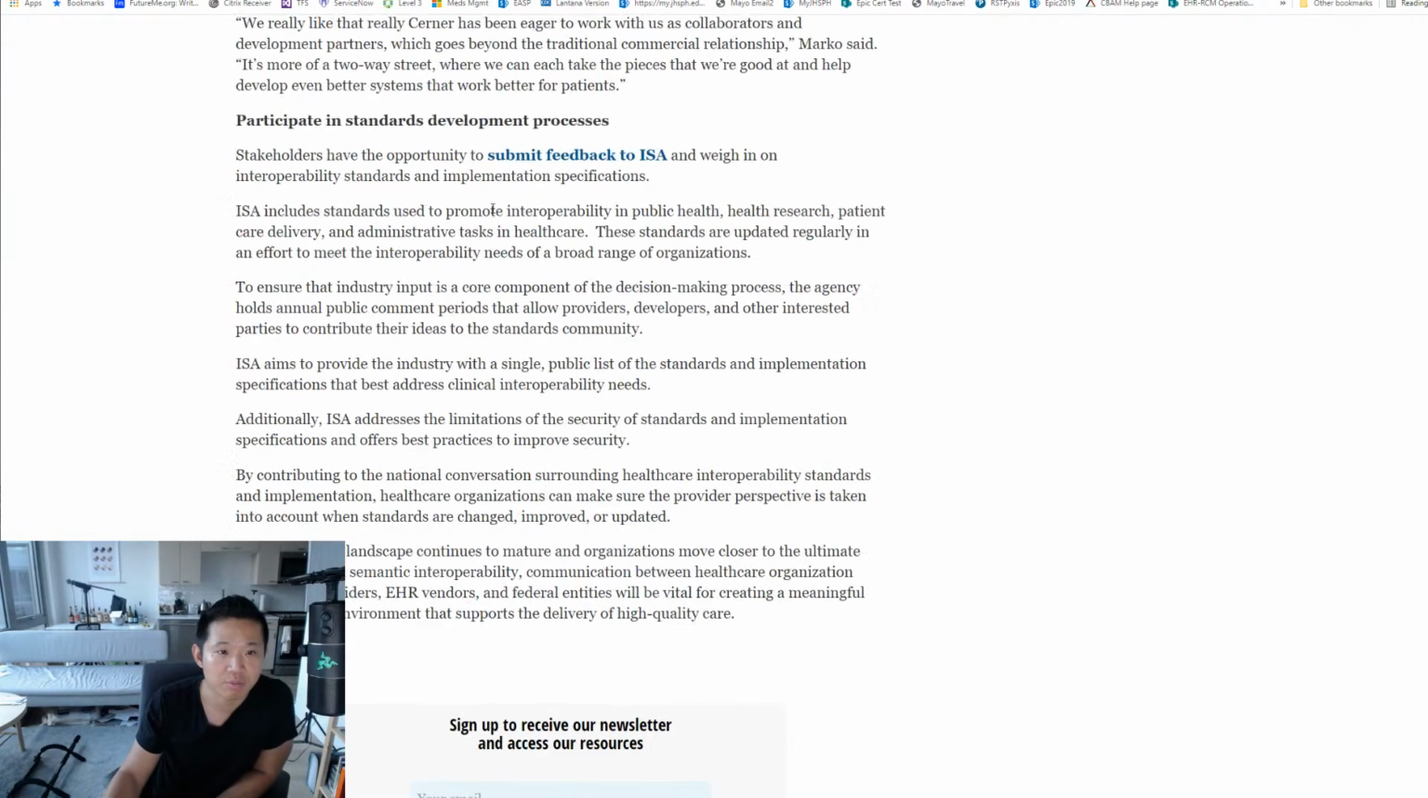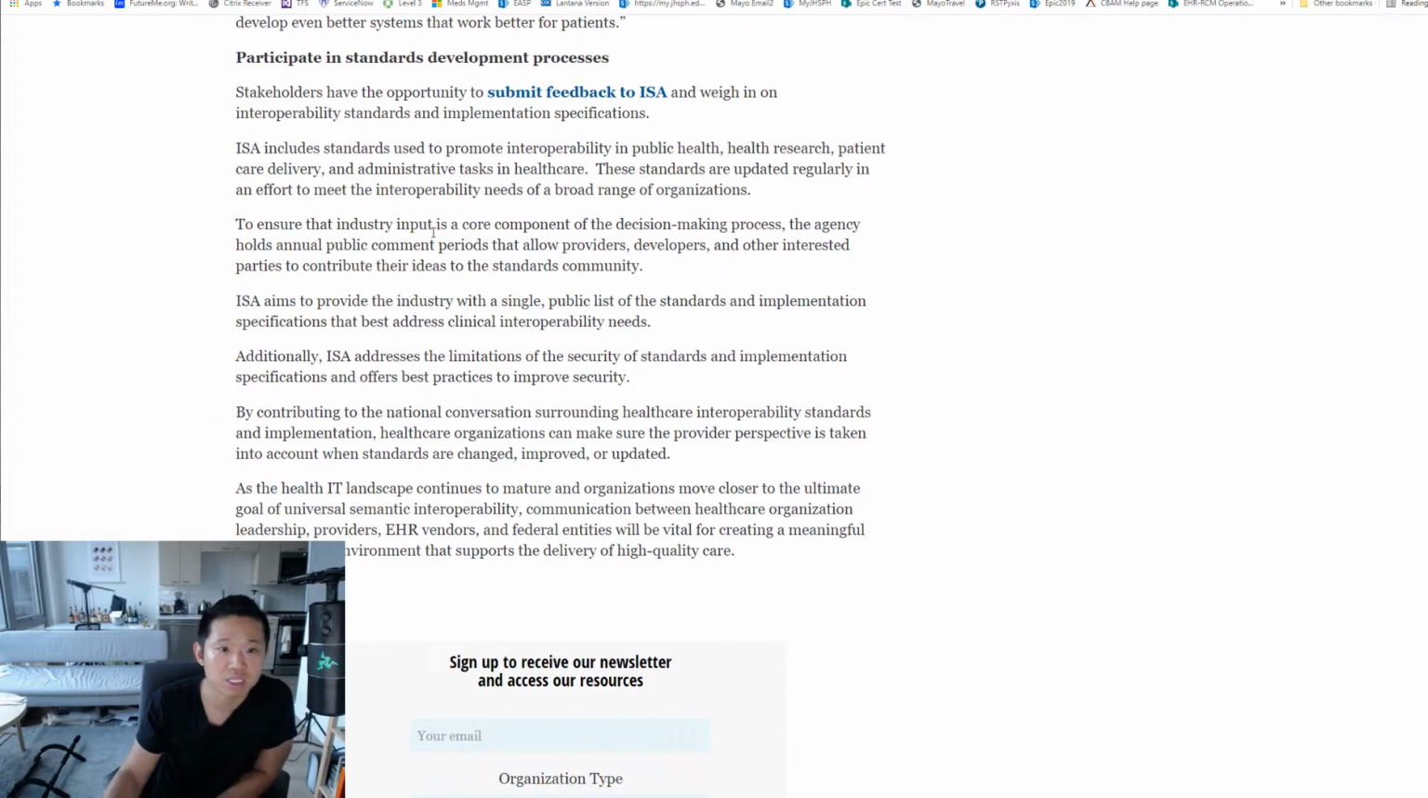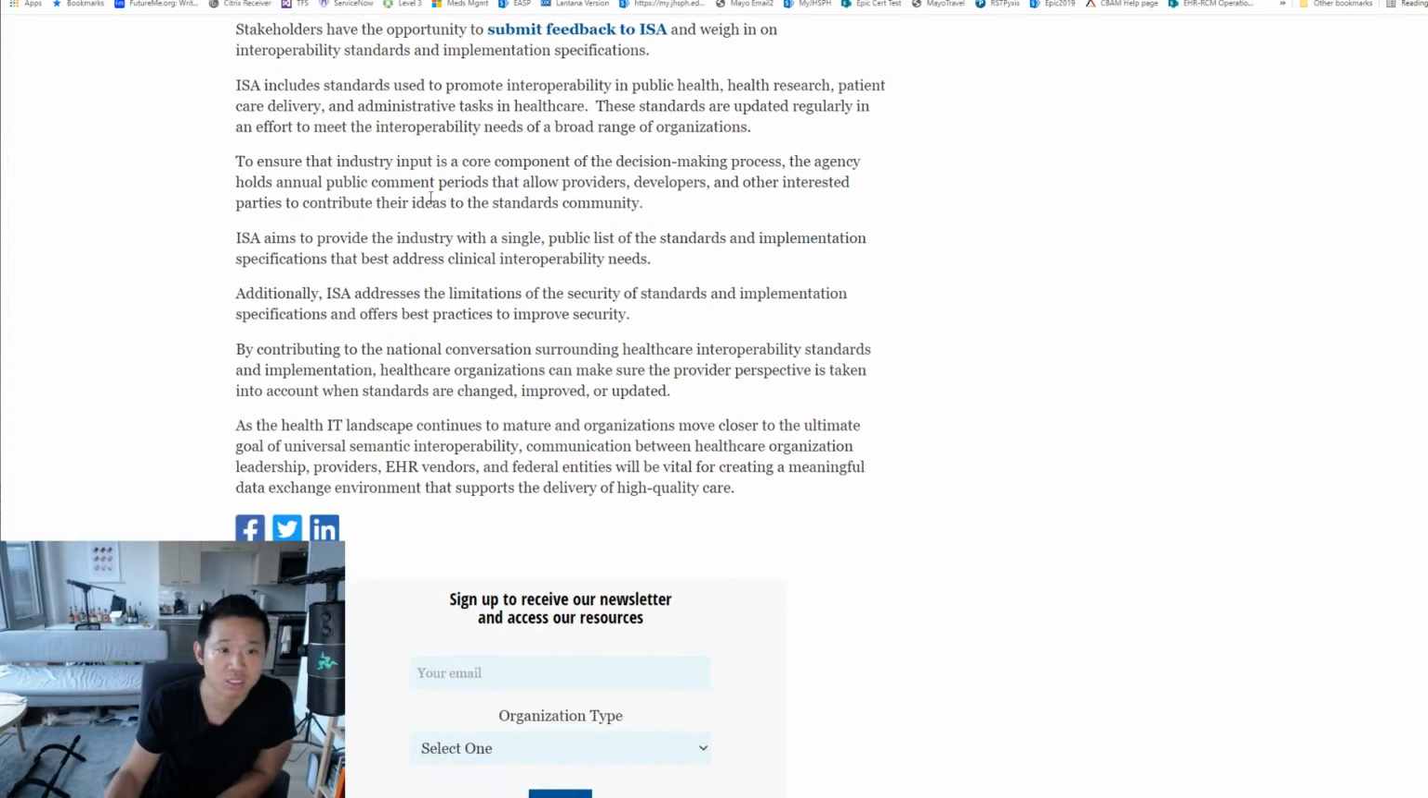Participate in standards development processes. Stakeholders have the opportunity to submit feedback to ISA and weigh in on interoperability standards and implementation specifications. ISA includes standards used to promote interoperability in public health, health research, patient care delivery, and administrative tasks in healthcare. These standards are updated regularly in an effort to meet the interoperability needs of a broad range of organizations. To ensure that industry input is a core component of the decision-making process, the agency holds annual public comment periods that allow providers, developers, and other interested parties to contribute their ideas to the standards community.